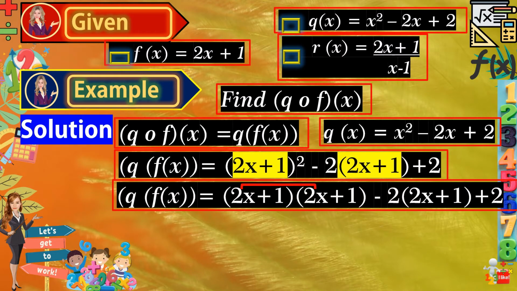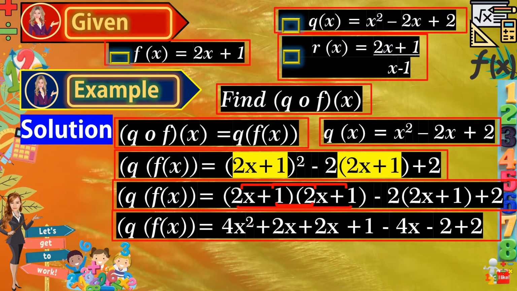2x times 2x equals 4x squared. 2x times 1 equals 2x. Then inner, 2x times 1 equals 2x. And last, 1 times 1 equals 1.